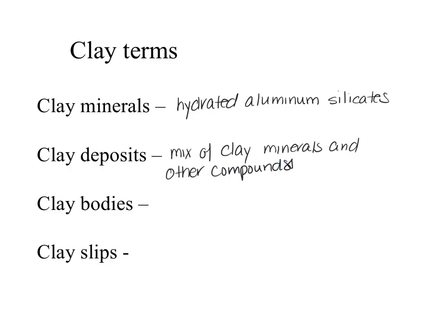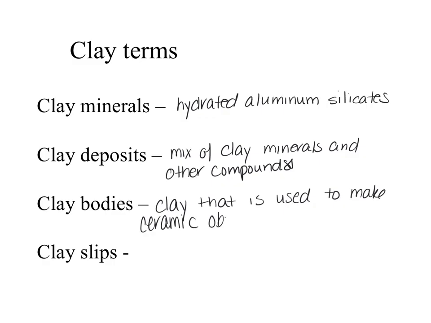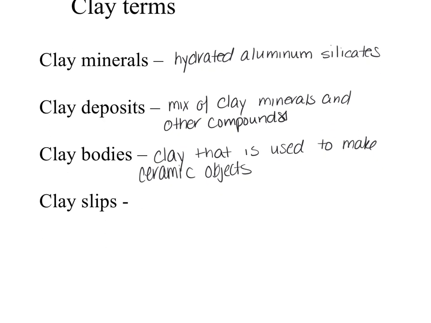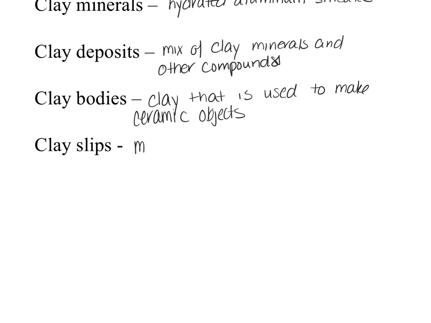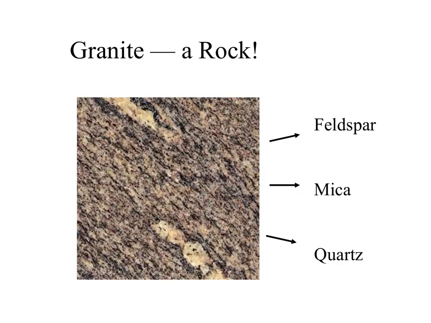When we talk about clay bodies, this is the clay that's used to make ceramic objects. And then we also have clay slips, which is a mixture of clay and water. So those are the different clay vocabulary words that you'll see throughout the rest of this module. I want us to talk about the clay minerals first.